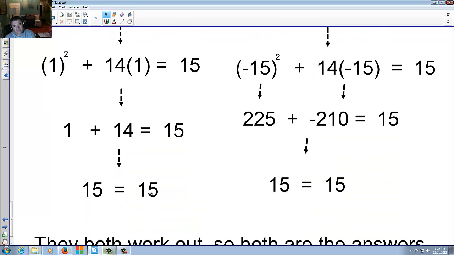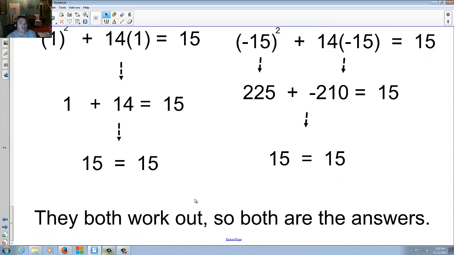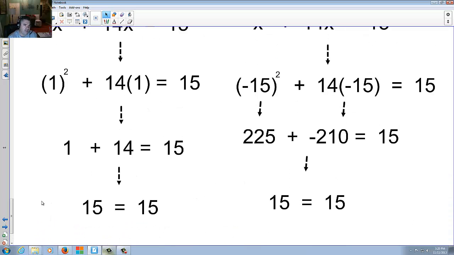So 15 equals 15 and 15 equals 15. They both work out, so they're both the answers.